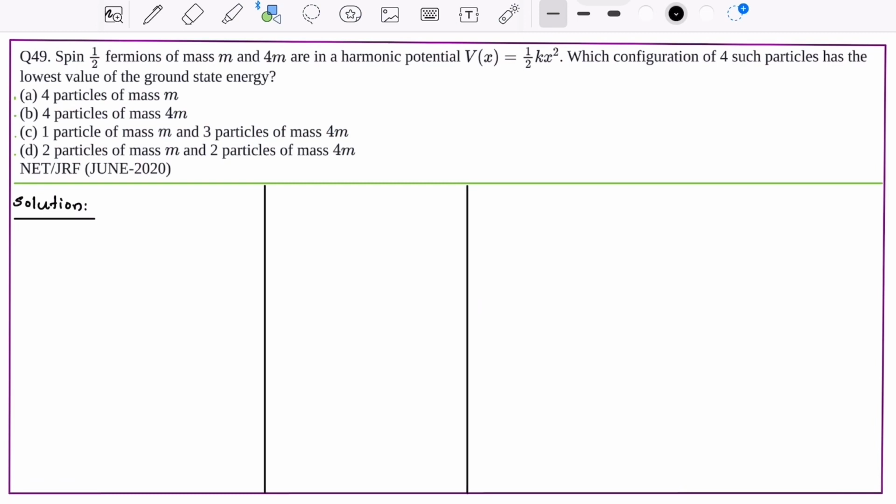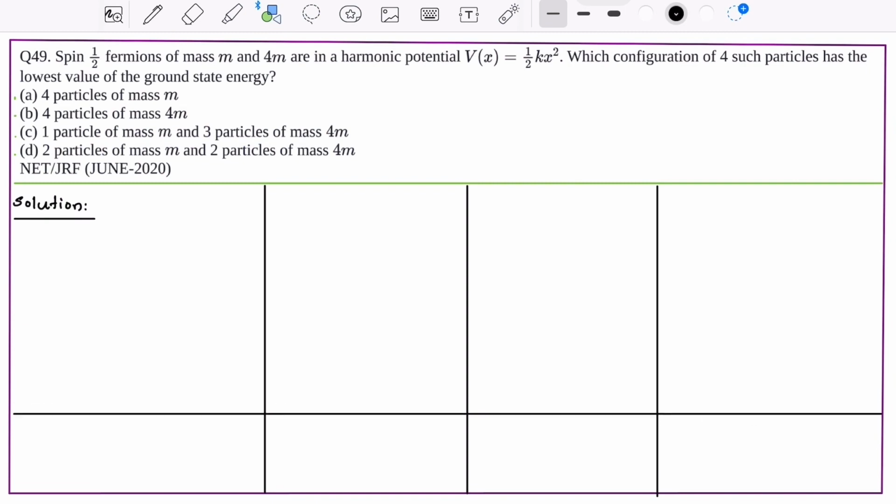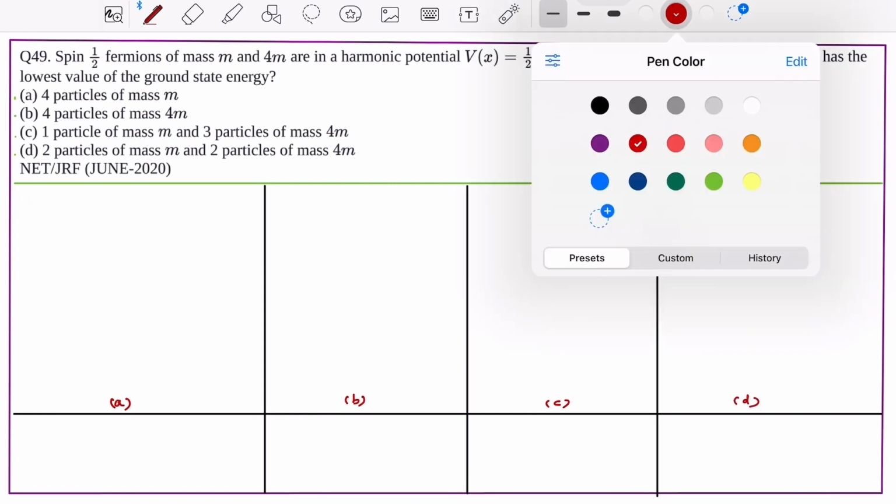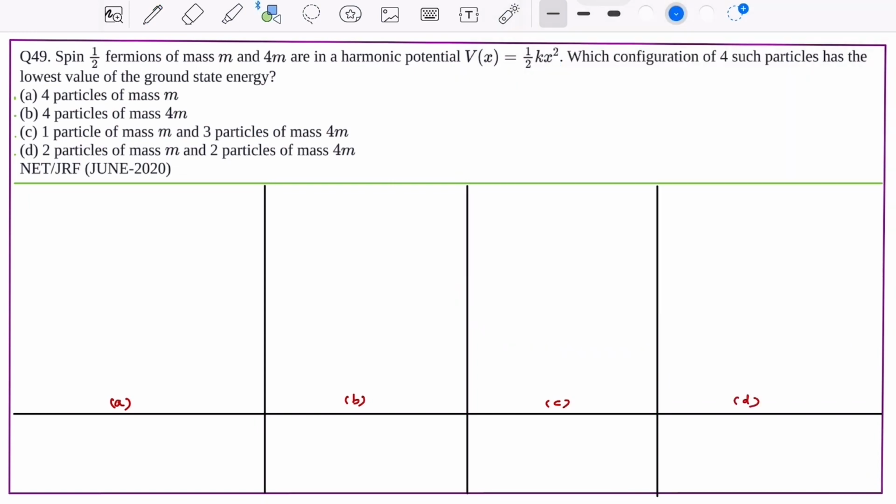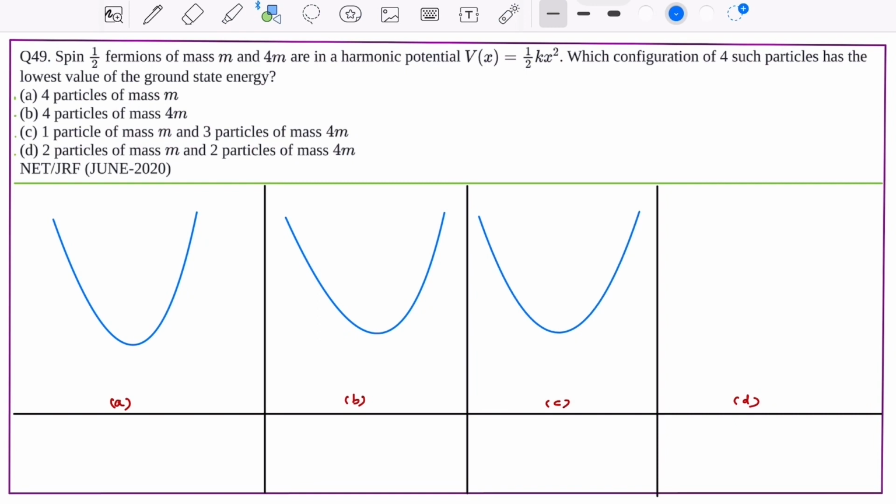Here, harmonic potential is given, half kx square, and we have to fill 4 particles. Then, which configuration has the lowest value of ground state energy, which we need to find out. So let us draw the harmonic potential in each case corresponding to each option. Let us draw the harmonic oscillator potential half kx square, and let us draw the energy level diagram, and then let us fill the particles.